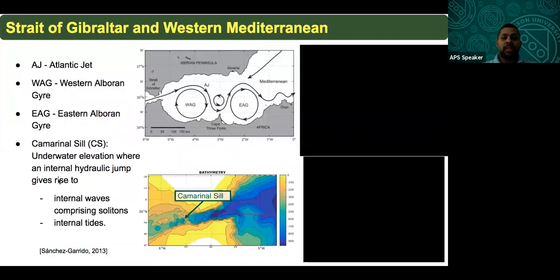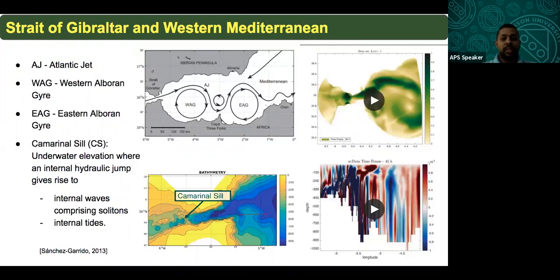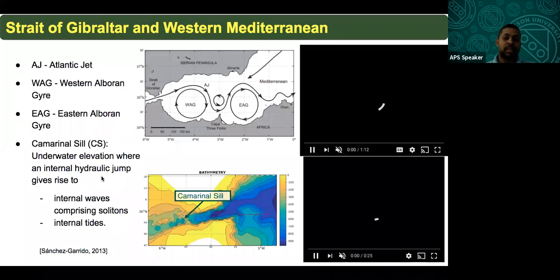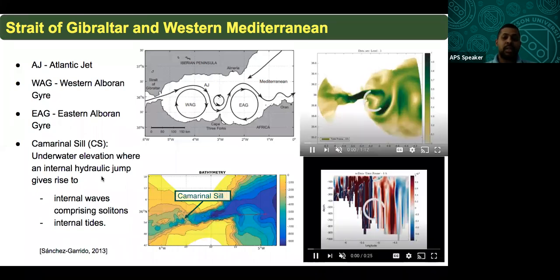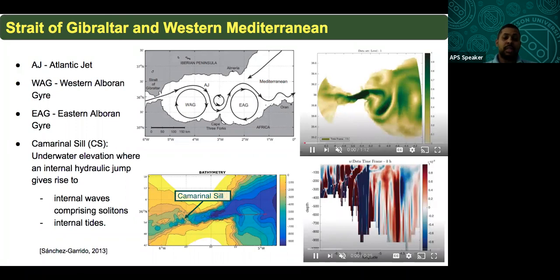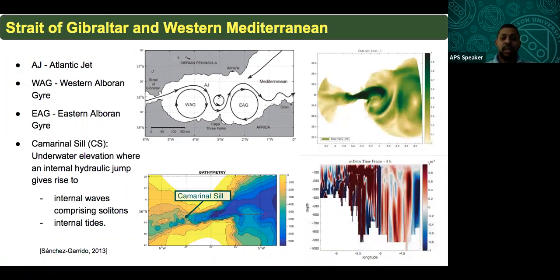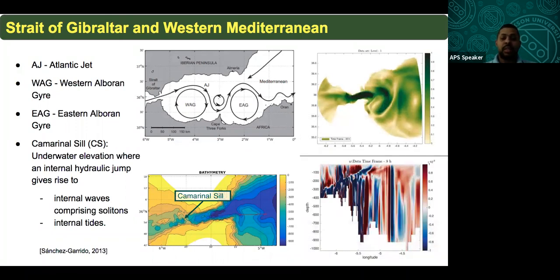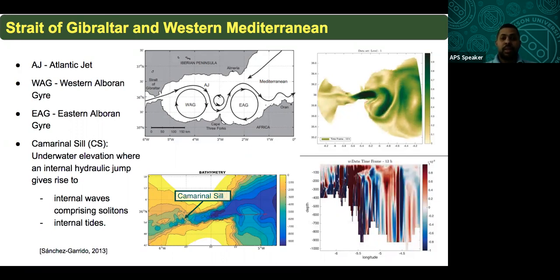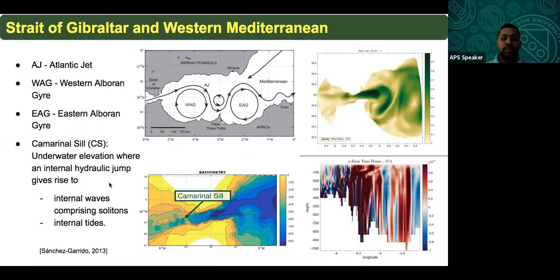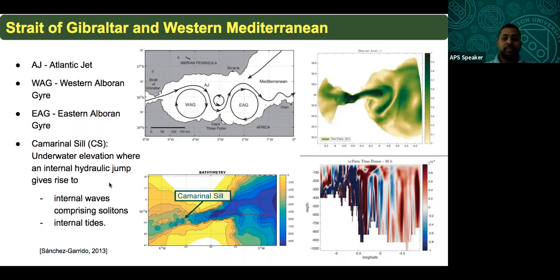The Strait of Gibraltar and the Western Mediterranean have a lot of interesting features. Such features are the Atlantic jet, the Western Alboran gyre, and dynamics around the Camarinal Sill, like internal waves, internal tides, and so on. So let's zoom into those features.